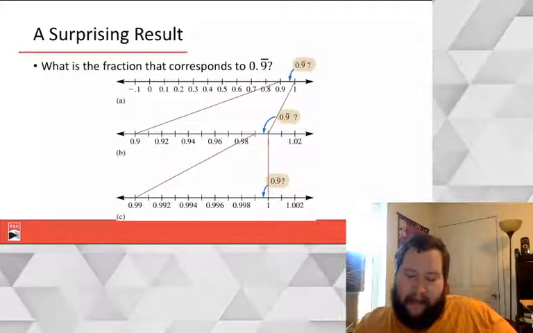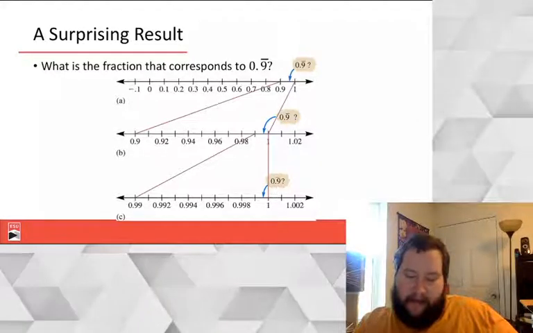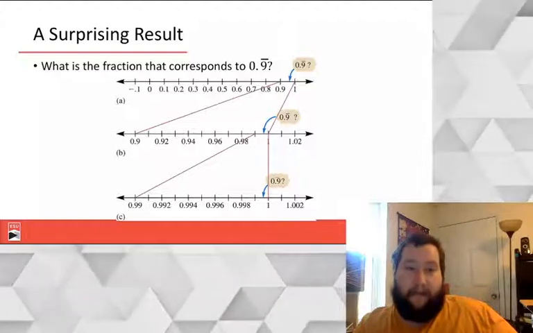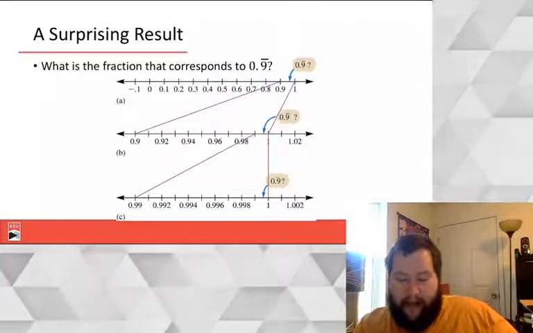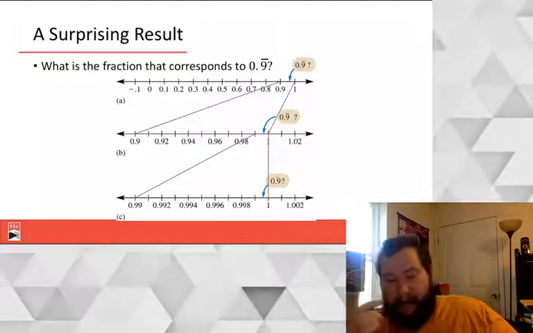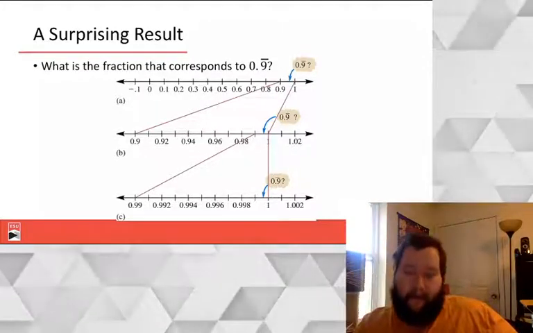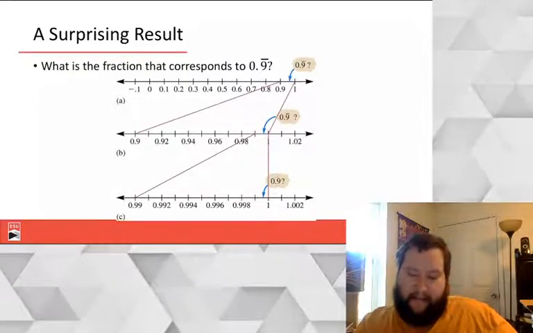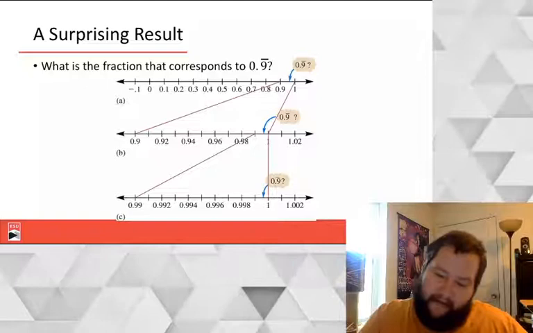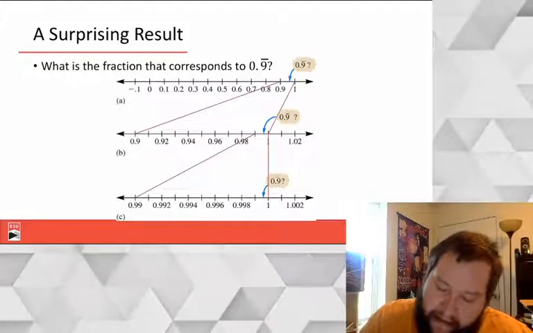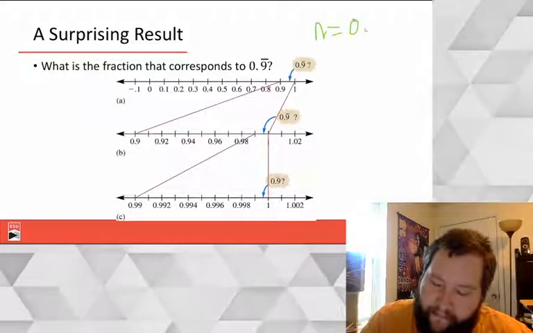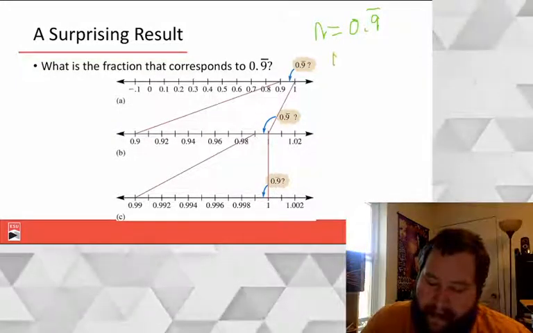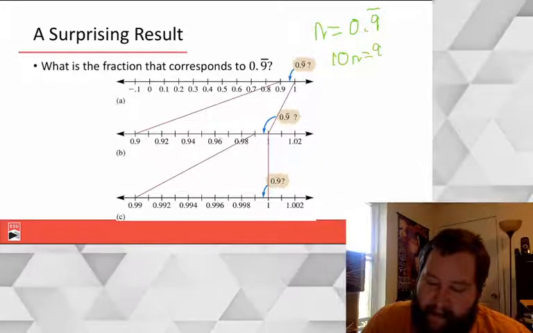But then zoom in once, it's going to be between 0.98 and 1. Or actually, it's going to be between 0.99 and 1. And then it's going to be between 0.999 and 1. And so I want a clean page. So let n equal 0.9 repeated. Well, that means that 10n is 9.9 repeated.